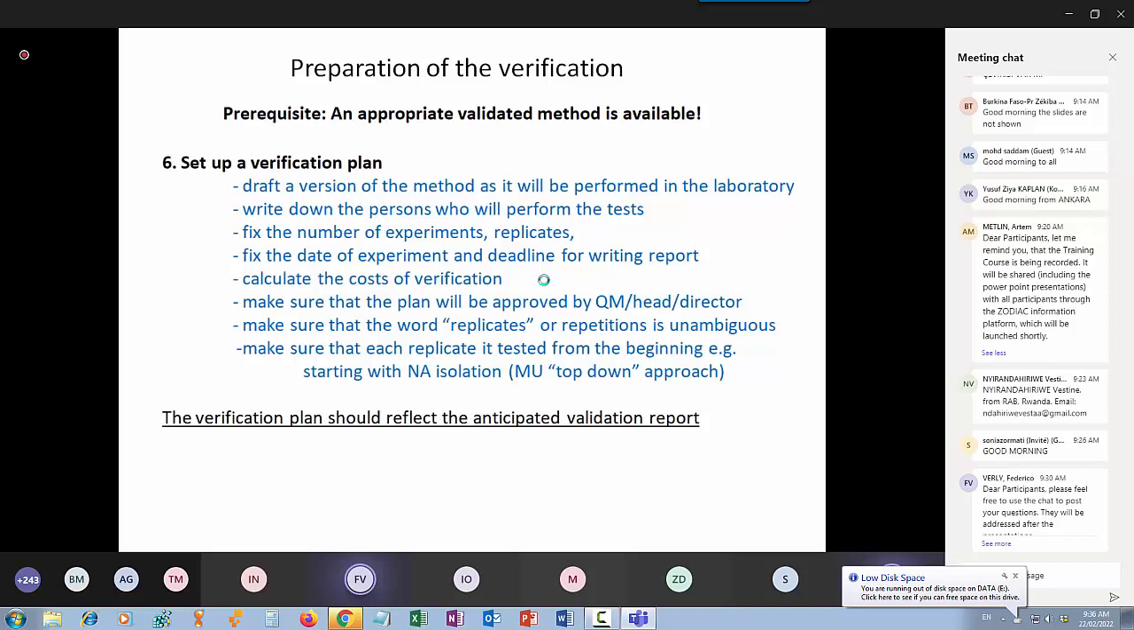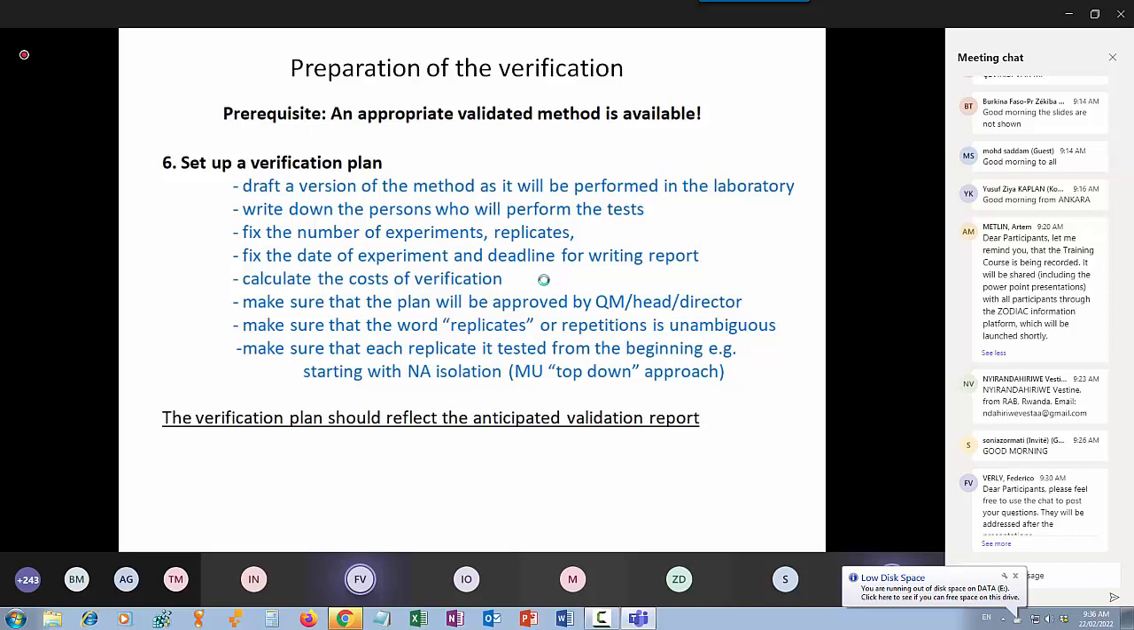It means that we want to include in our uncertainty everything that can contribute to that uncertainty. Finally, the verification plan should reflect the anticipated validation report.